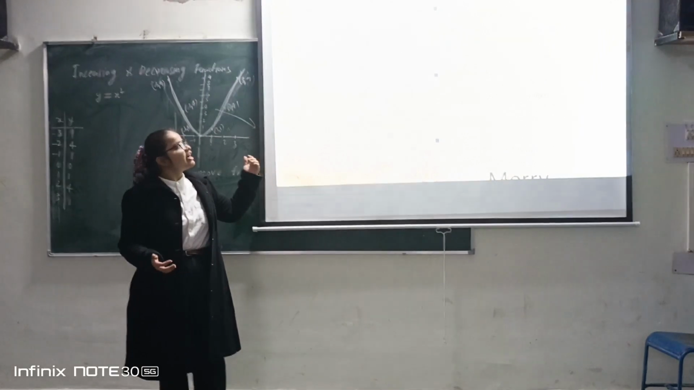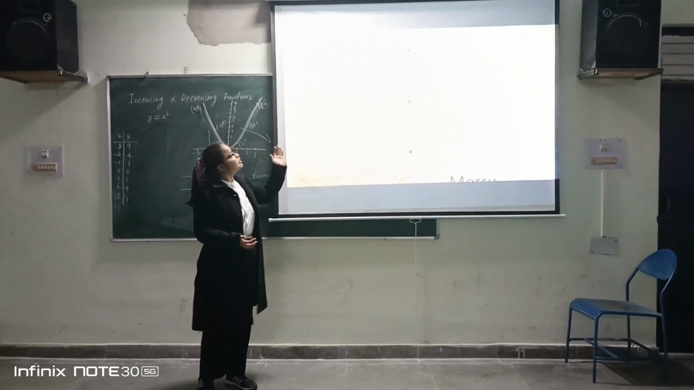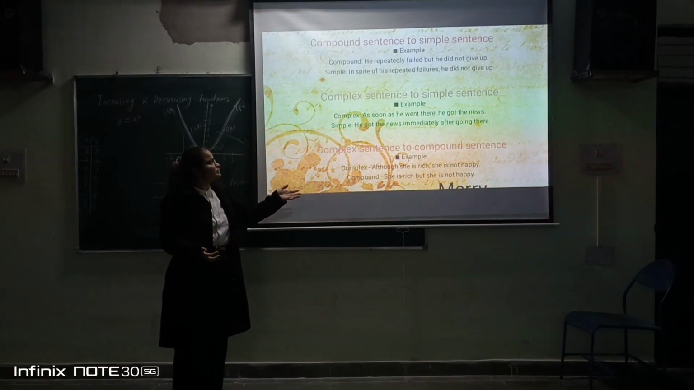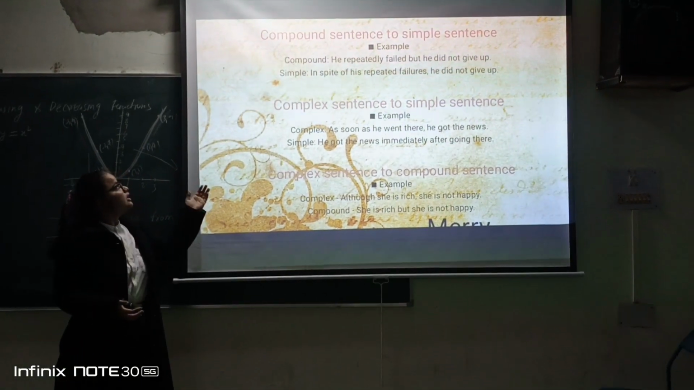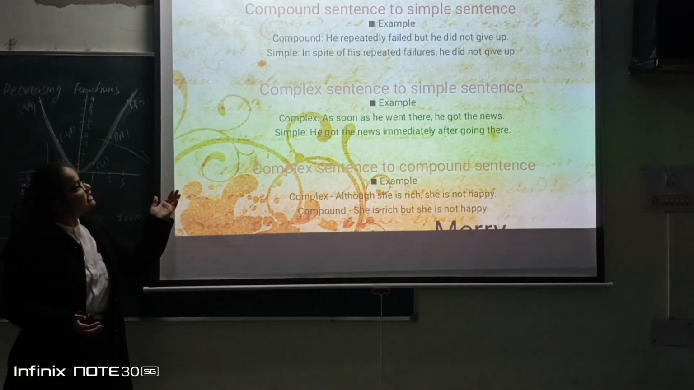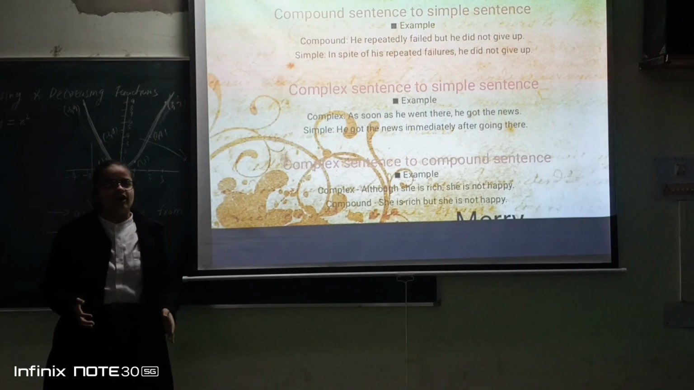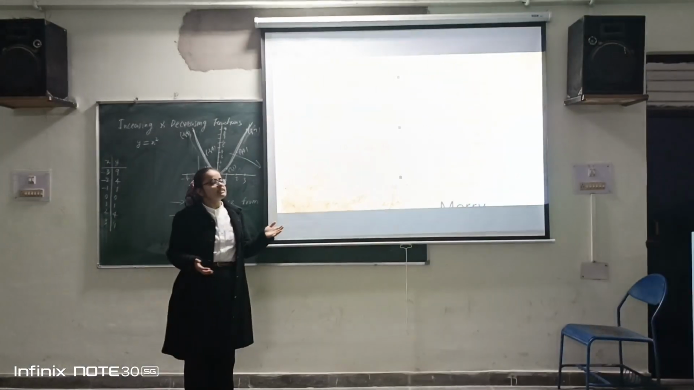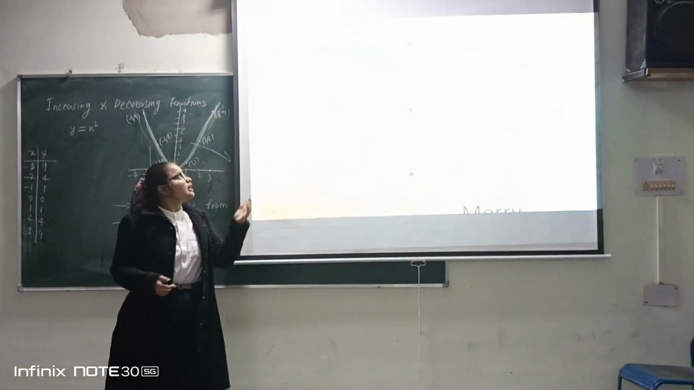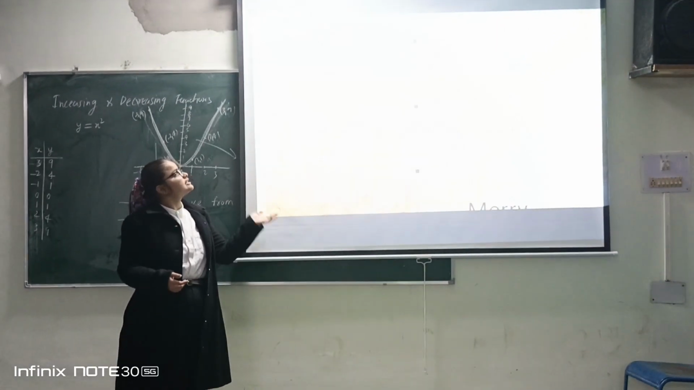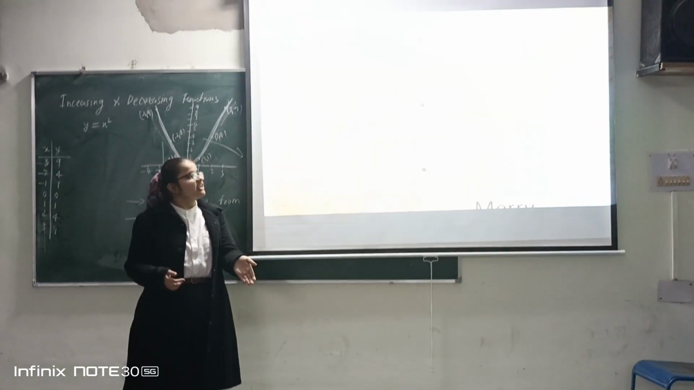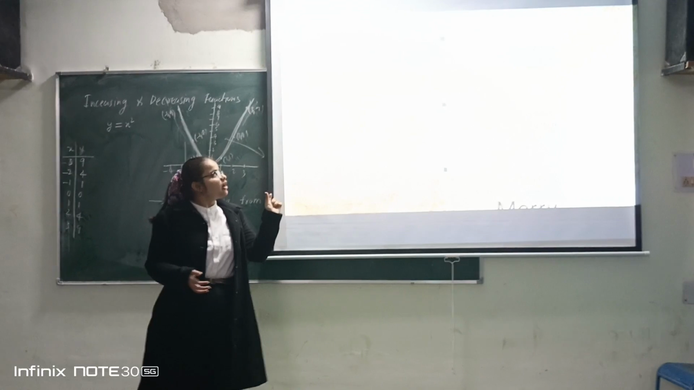Moving ahead, we have a few more transformations like compound to simple, complex to simple, and complex to compound. Example 1: he repeatedly failed, but he did not give up. Again, the compound sentence is joined together by a but. Converting it into a simple sentence: in spite of his repeated failures, he did not give up.